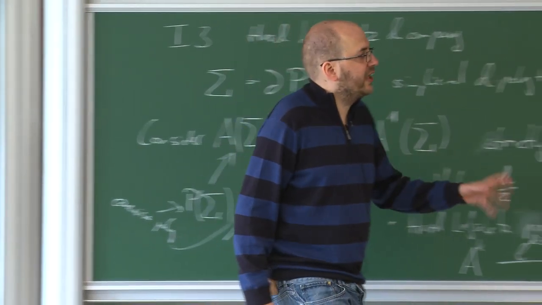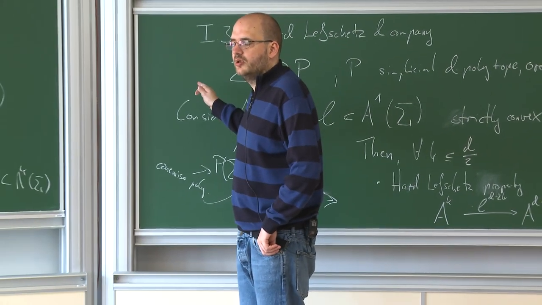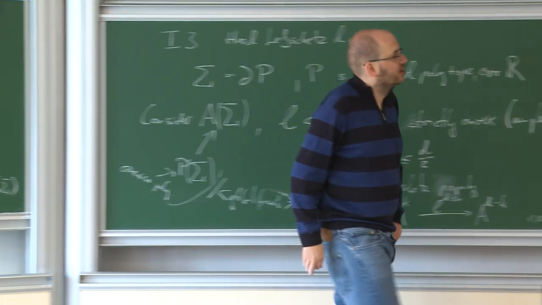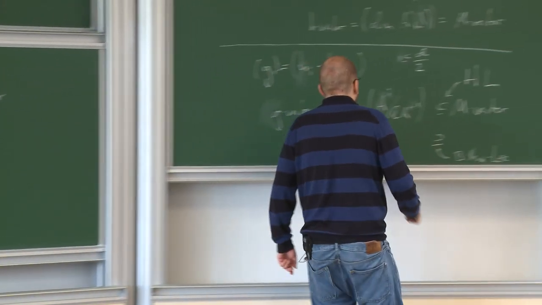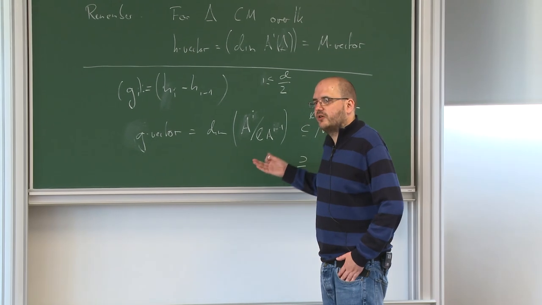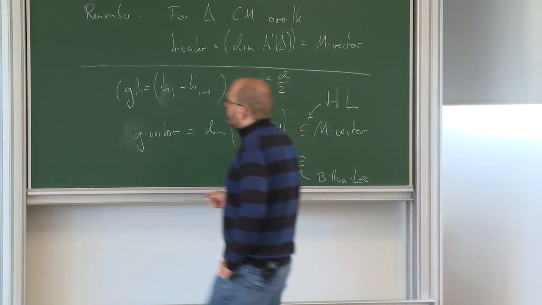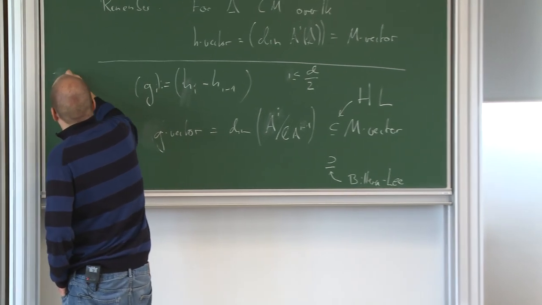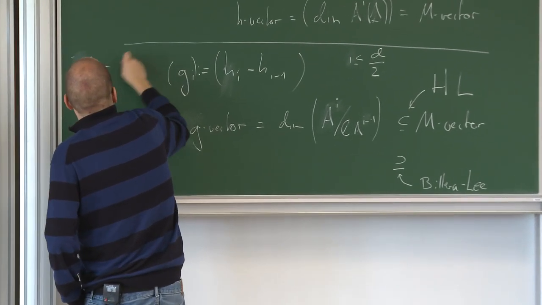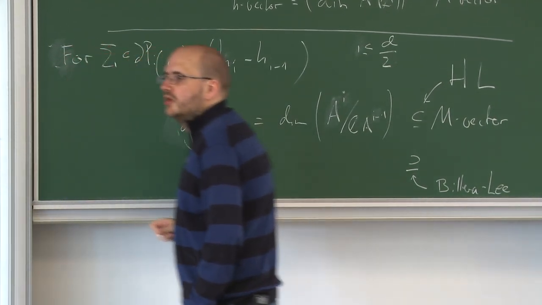No. We are only talking about polytopes here. Cohen-Macaulay is a more general object which you don't consider, whose complexes are not polytopes. So now we are in this situation, with sigma the boundary of a polytope.